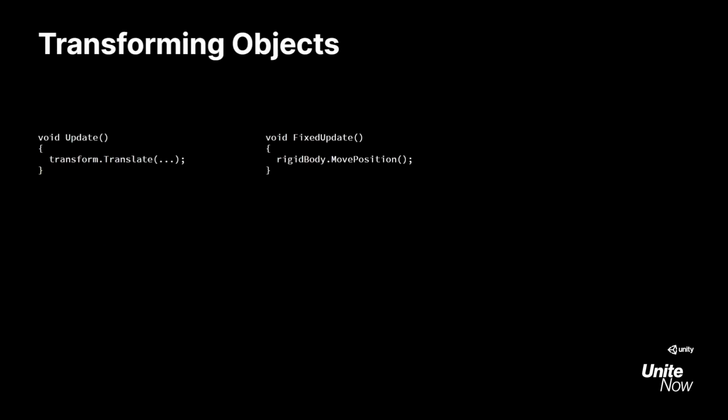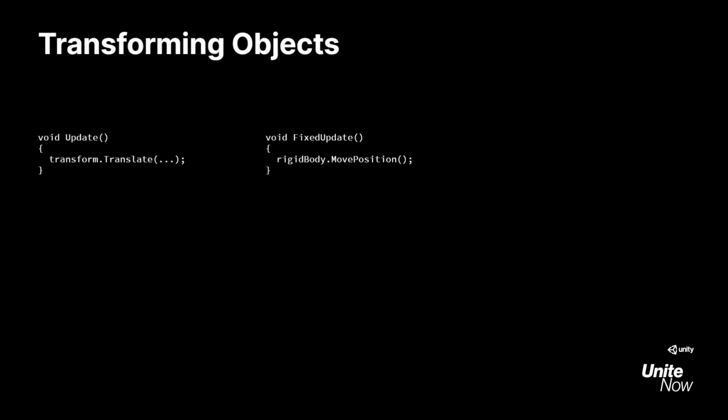There are multiple ways of moving our game objects in Unity, and depending on the use case, we tend to use transform.Translate. And if we want the object to also collide with others, what we do is add a Rigidbody and a collider.